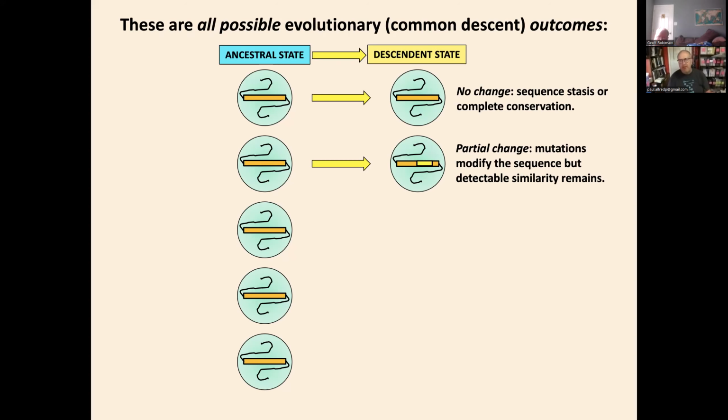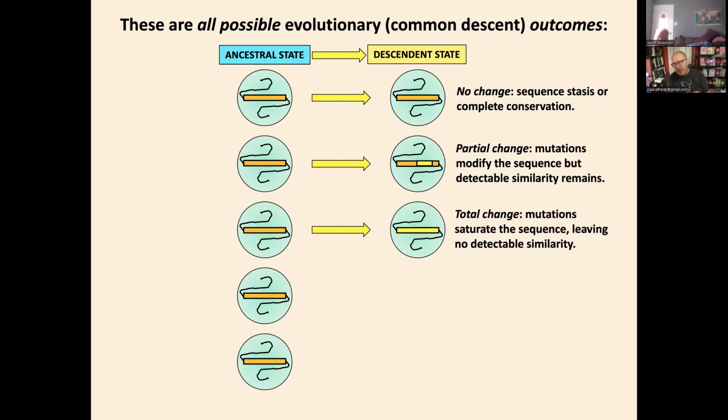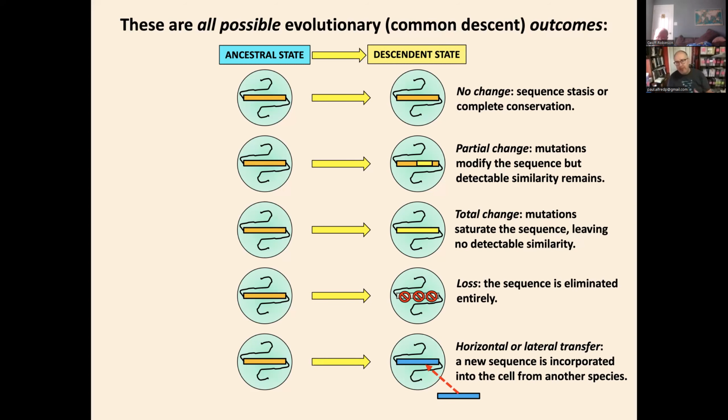Or you could have partial changes. Some mutations modify the sequence, but detectable similarity remains between the descendant state and the ancestor. Or you could have a complete change where mutations saturate the sequence and eliminate all similarity. The gene is still there, but just by using a matching algorithm, you wouldn't be able to identify it. Or you could lose it entirely. Genes are lost. This gene is lost. It's eliminated from the chromosome, or it's replaced by horizontal transfer from another species. So these on the right are all possible descendant states starting from our ancestral state.